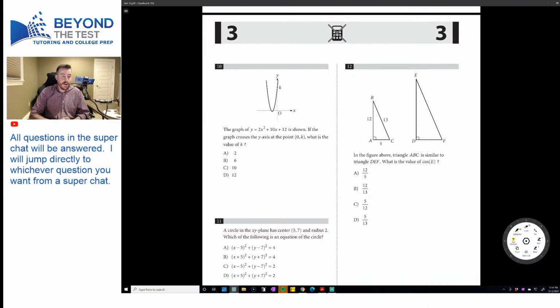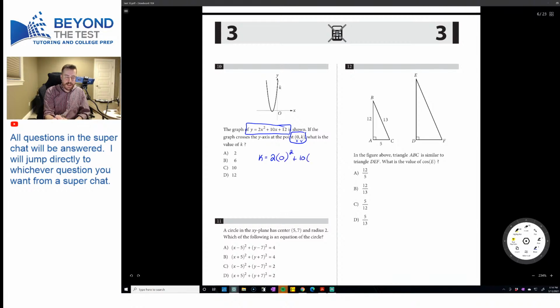Looking at number 10 here, it says the graph of y equals 2x squared plus 10x plus 12 is shown. If the graph crosses the y-axis at the point (0, k), what is the value of k? Now, the nice thing about this test is that when they give you an equation and a point, most of the time all you need to do is substitute that point right into your equation. So the x value is 0 and the y value is k. I'm going to replace the y with k and my x with 0.